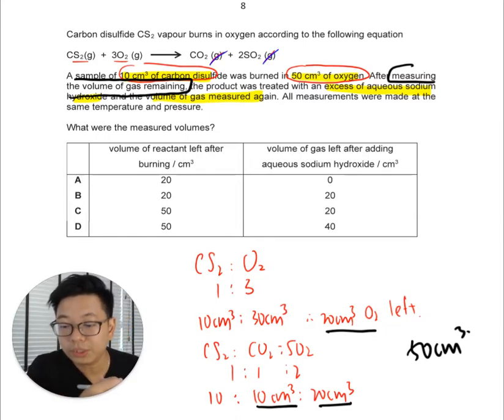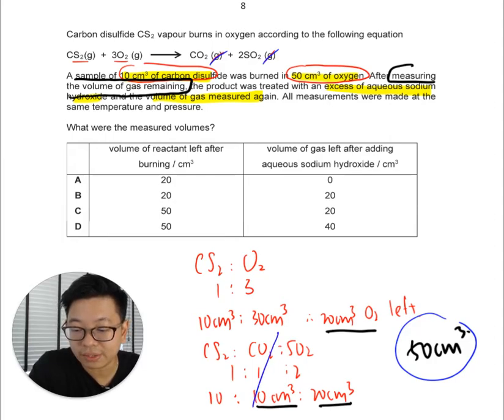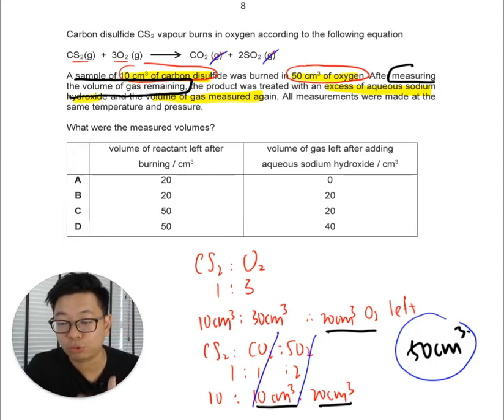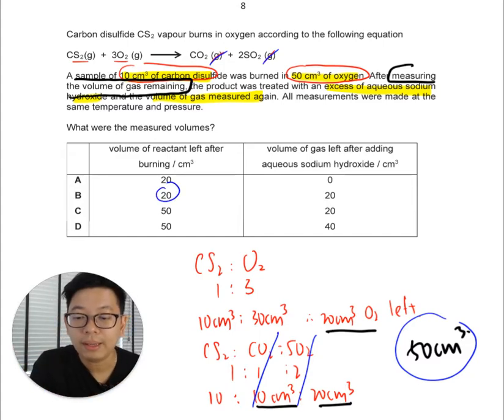So what this means is that after you pass the mixture, 50 cm³, through, you're only going to be left with 20 cm³. The carbon dioxide and the sulfur dioxide will both react with sodium hydroxide, and therefore what is left is your oxygen. So you have 20 cm³ of oxygen before, and then you have 20 cm³ of gas left after, and therefore the answer is B.